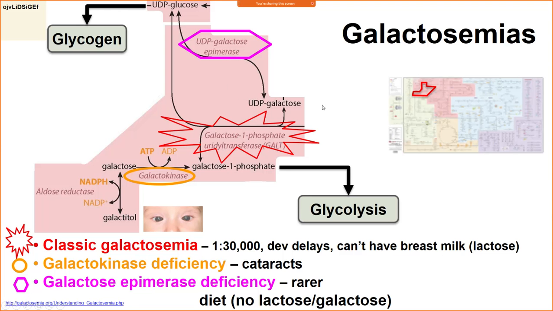So here are the galactosemias. Follow this chain from the bottom left, galactitol to galactose 1-phosphate. The main one to know is classic galactosemia, this big red star. 1 in 30,000 newborns have this. It causes developmental delays. You can't have breast milk because of the lactose.